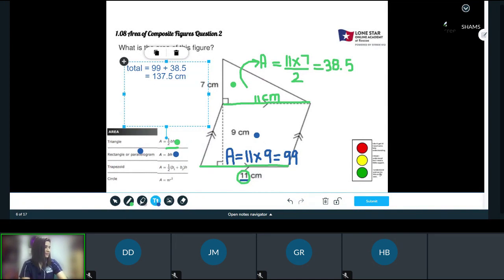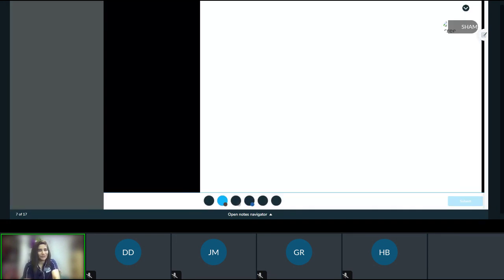JJ have made life easier by teaching me how to do the squared symbol in the keyboard. Right? 137.5 squared units. It seems like those in the Nearpod, you guys are doing very well with it. You don't seem to be confused at all about these problems, and that is good. Let's go ahead and move on.